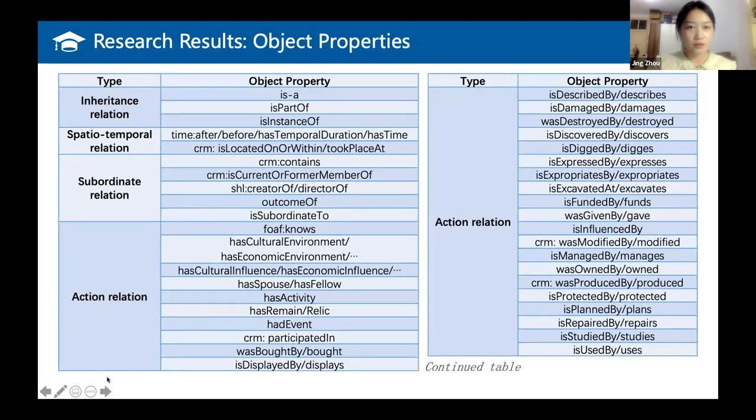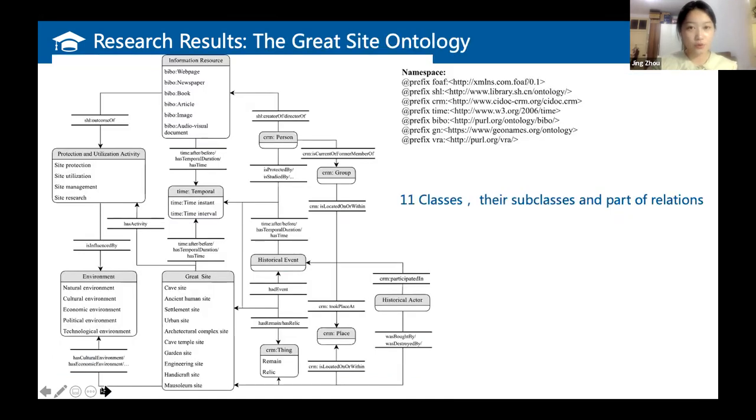And here are the object properties. I divide them mainly into four types: the inheritance relation, spatial-temporal relation, subordinate relation, and action relation. And here is the whole model of the ontology. I list the 11 classes and their subclasses and part of the relations.